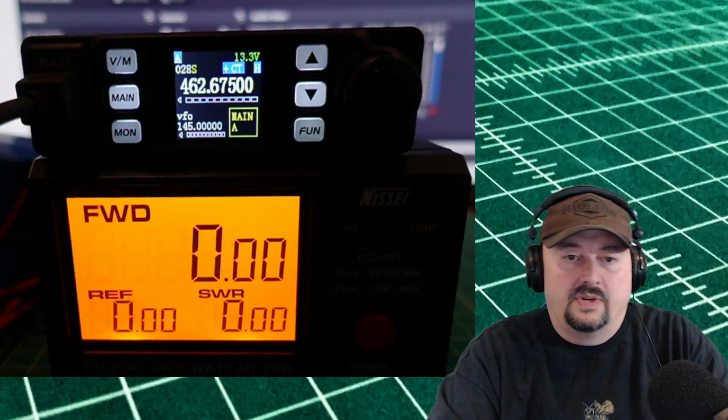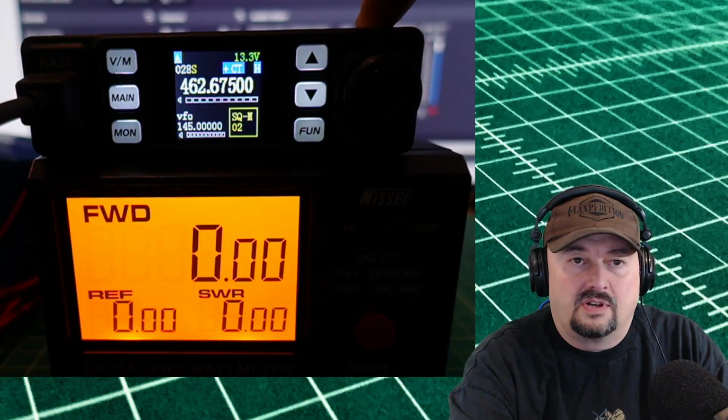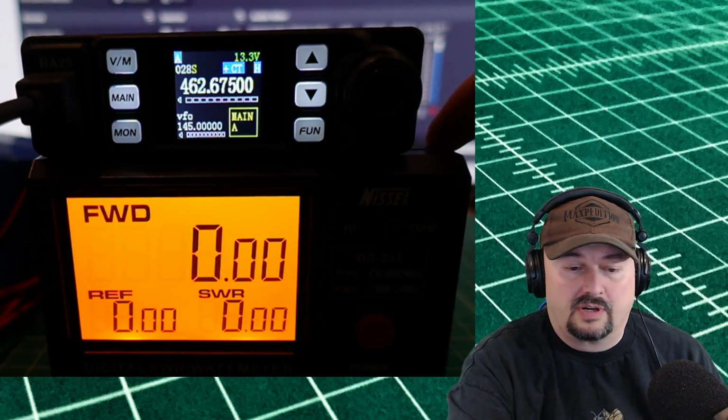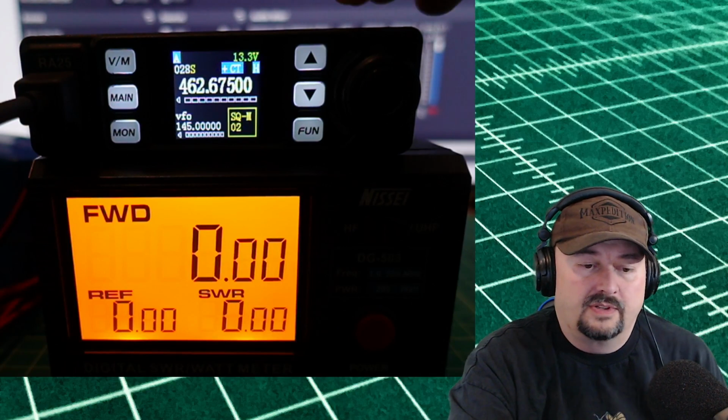All right, folks, so here we have the Retevis RA25, and it is connected to the Nisse SWR and power meter. This is a really popular radio.